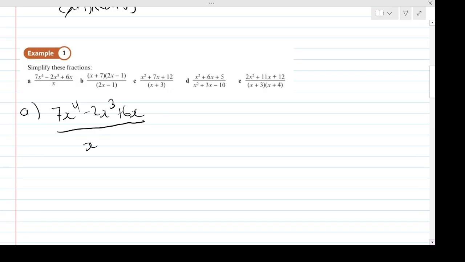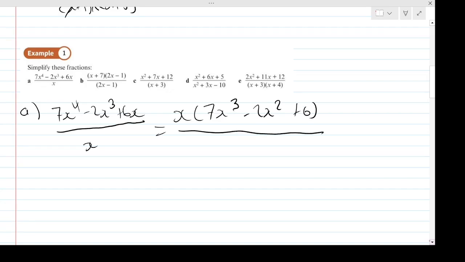I notice x is in every term on the numerator, so I could factorise x on the top to get 7x cubed minus 2x squared plus 6 over x. I notice a common factor, x, on the top and the bottom, so I can cancel that out to be left with simply 7x cubed minus 2x squared plus 6. And there we are, that's the idea.